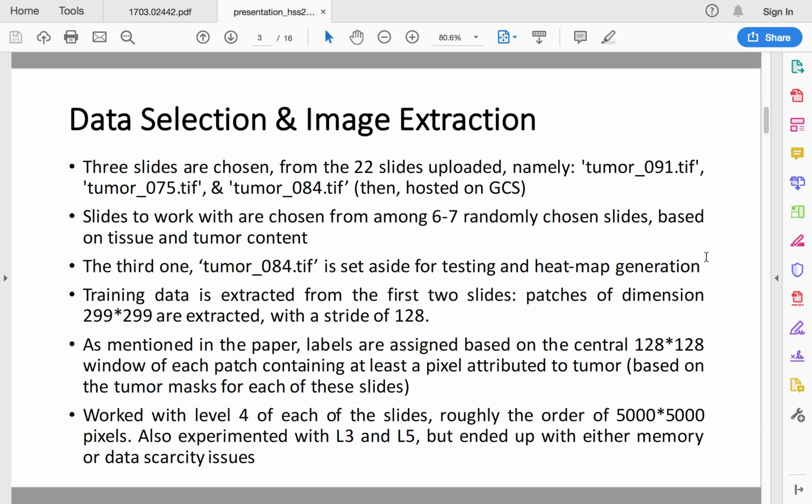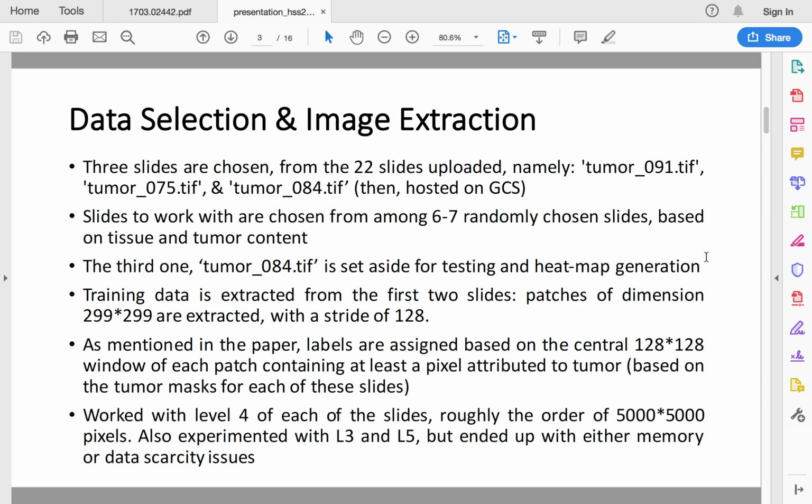For the data selection and image extraction, for my project, I've worked with 3 slides, and the third one is set aside for testing and heat map generation. Training data is extracted from the first 2 slides, with patches of dimension 299 cross 299 extracted with a stride of 128, as in the paper. Further, labels are assigned based on the central 128 cross 128 region of each patch, and a label of 1 is assigned if at least a pixel of tumor is present in that central window.